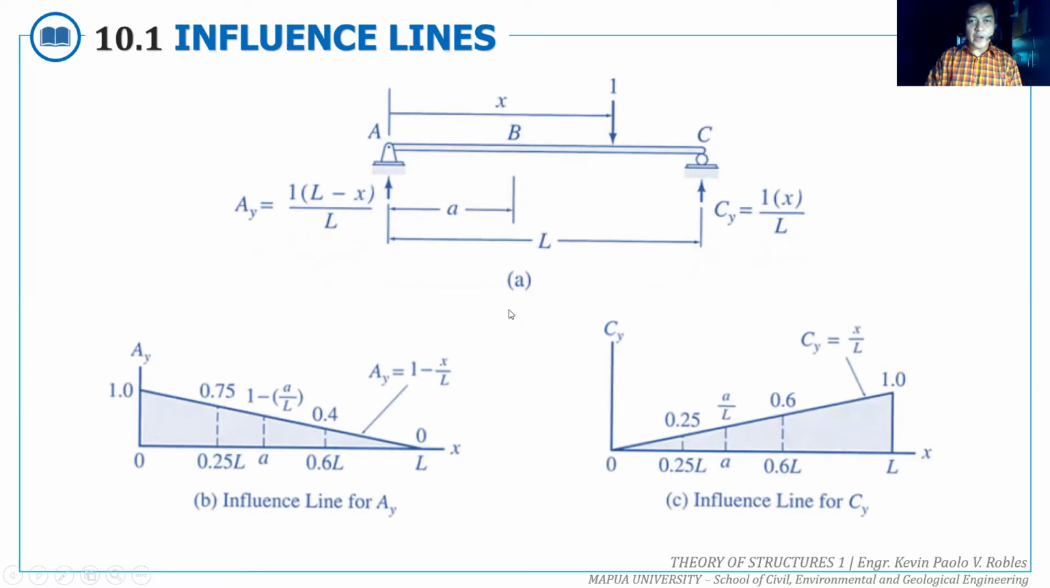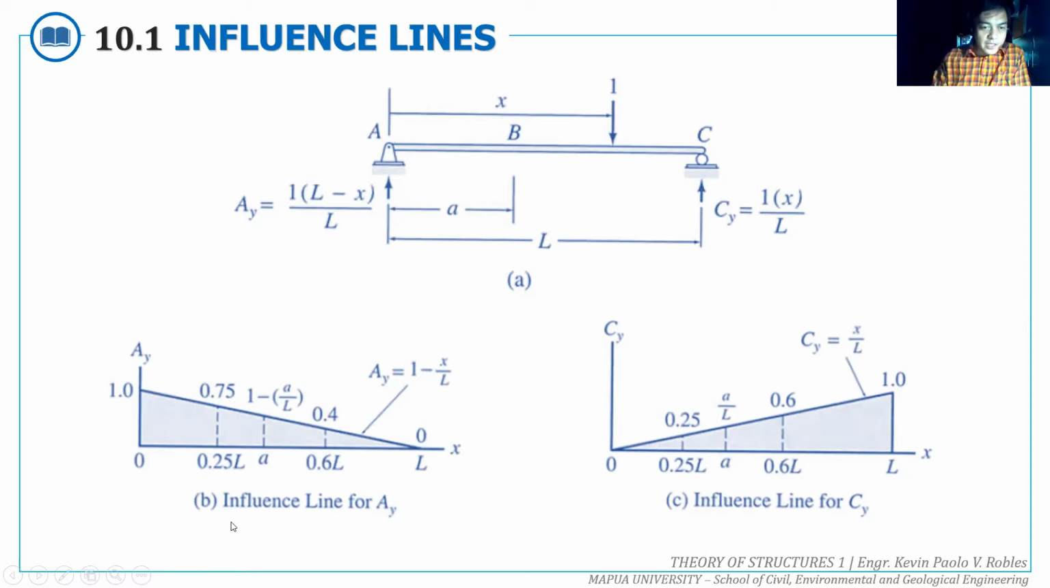So figure A, this is the given simple beam of span L. Then we apply this unit load over here, and the unit load is located at X distance from point A. So therefore, the X distance varies from 0 to L. So what would be the reaction at A as the unit load moves from point A to point C? And that would be the influence line for the reaction at A. So this is shown here in figure letter B.